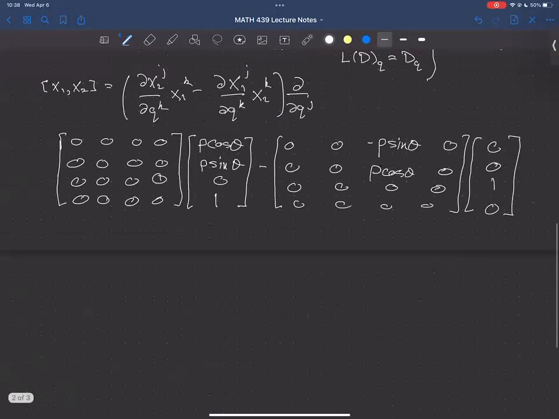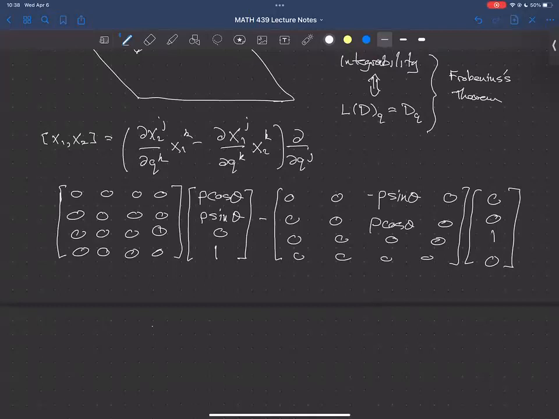All right, so when you just do the matrix-vector multiplication here, you get rho sine theta, then minus rho cos theta, zero, zero. Let's see, did I do that right? Yes, I did, sorry, good. So that's the simple algebra that you need to do.